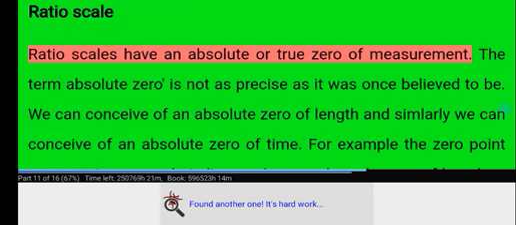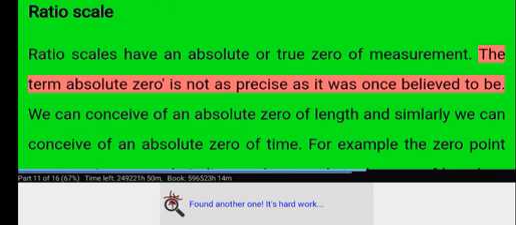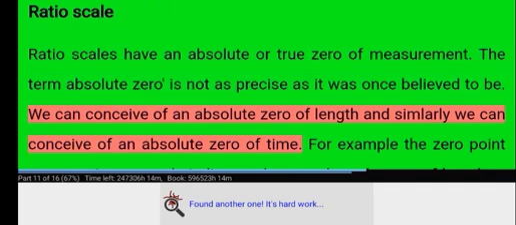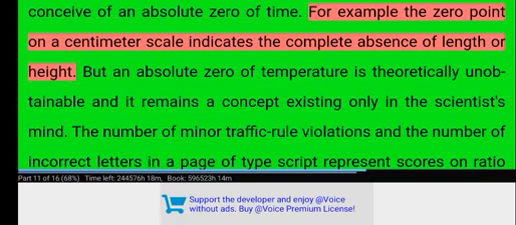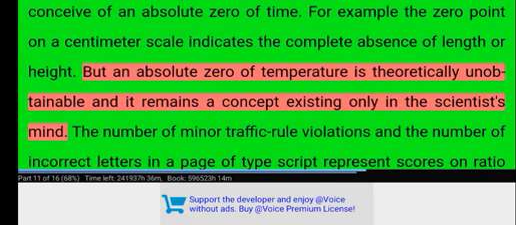Ratio scale. Ratio scales have an absolute or true zero of measurement. The term absolute zero is not as precise as it was once believed to be. We can conceive of an absolute zero of length, and similarly we can conceive of an absolute zero of time. For example, the zero point on a centimeter scale indicates the complete absence of length or height. But an absolute zero of temperature is theoretically unobtainable and it remains a concept existing only in the scientist's mind.